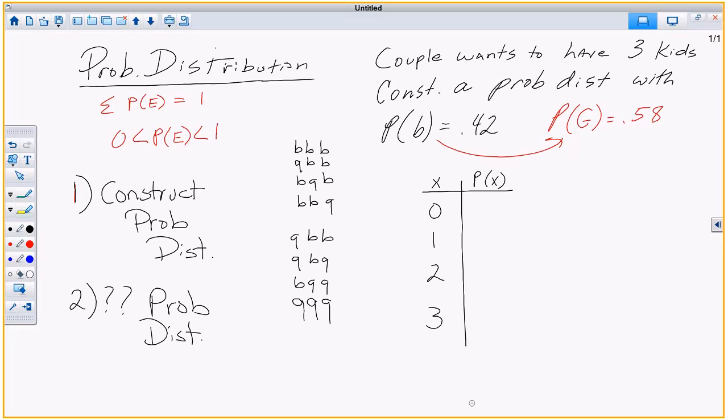Okay, they're just telling us to do a probability distribution. They're not asking you what the probability of a certain outcome is. They're just asking you to construct a probability distribution. And a probability distribution is this table. Everybody with me? Okay, so what do we do next?